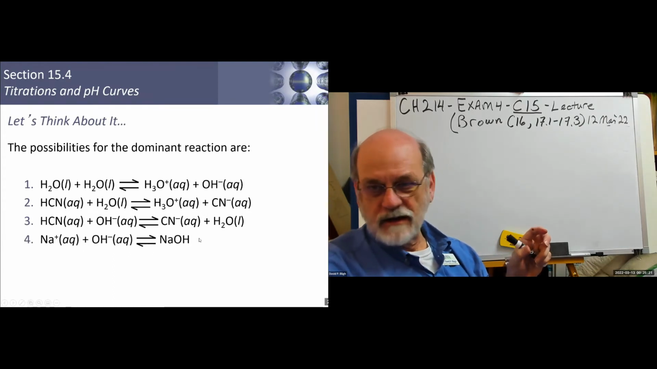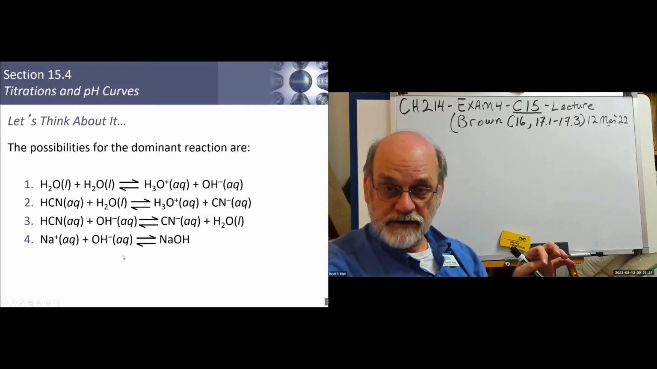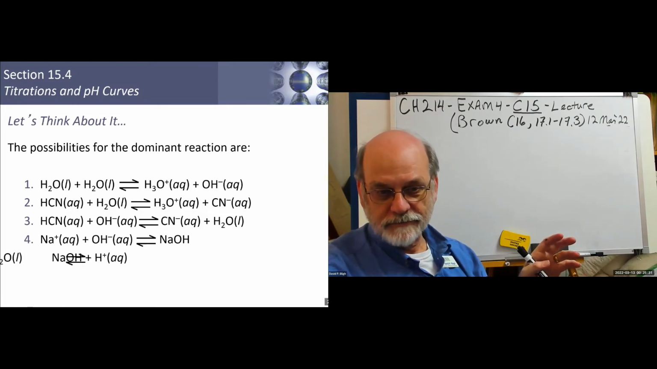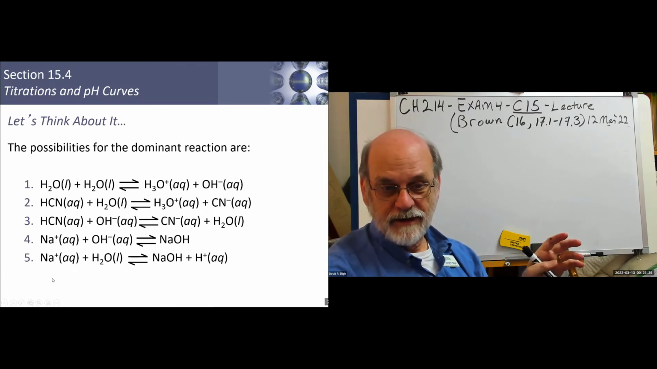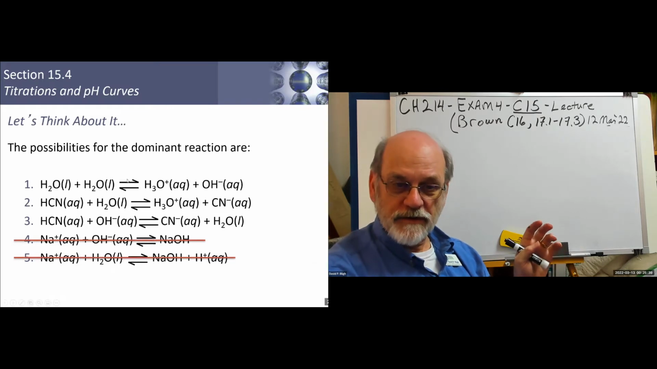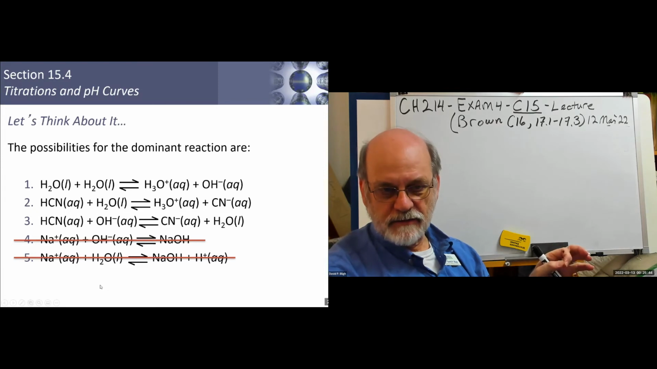Sodium and hydroxide, they're not going to return to sodium hydroxide. That one just goes out completely because it completely dissociates. It doesn't want to go back together no matter how hard you try. And then sodium's not going to react with water either. So these two go out. And now we're stuck with these first three to say which one dominates.